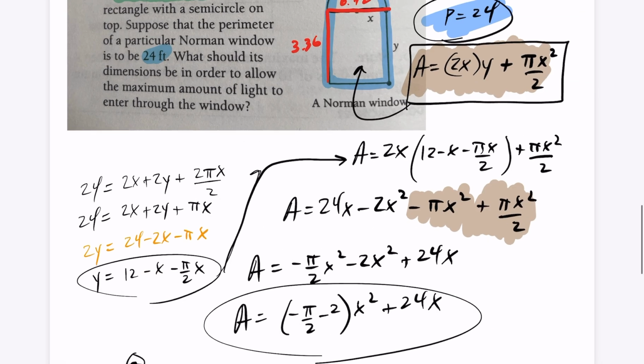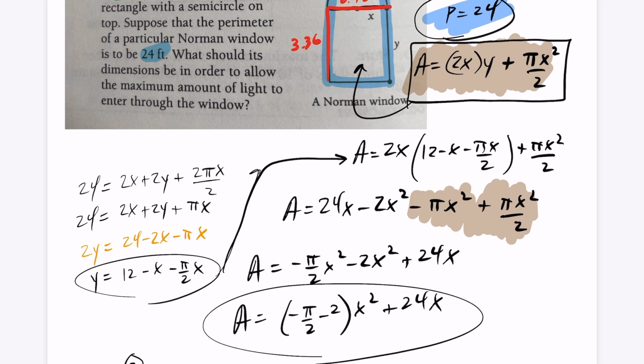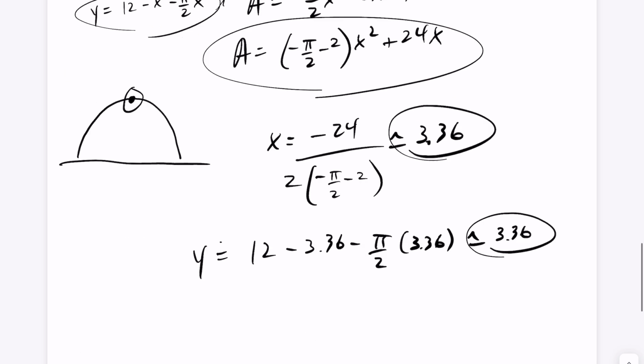All right, this is an example of a Norman window question, omitting the most light. All right, let's take a look at one last example.